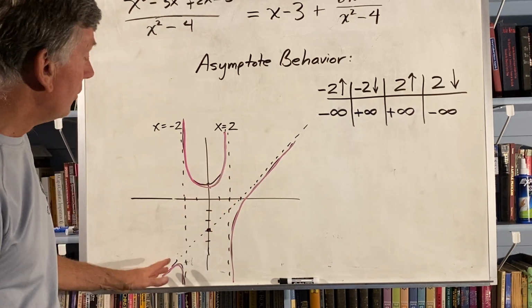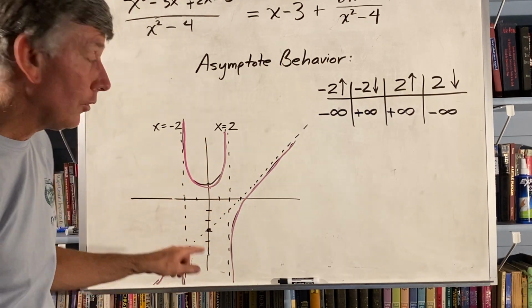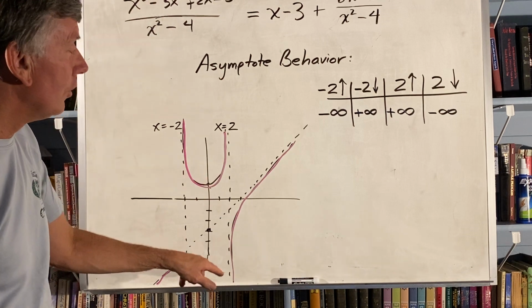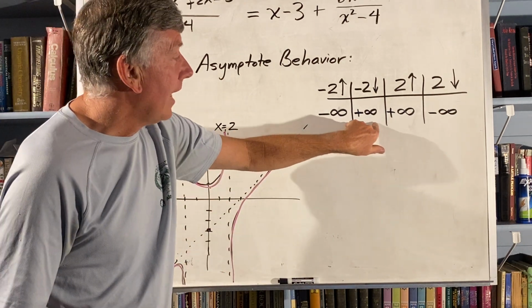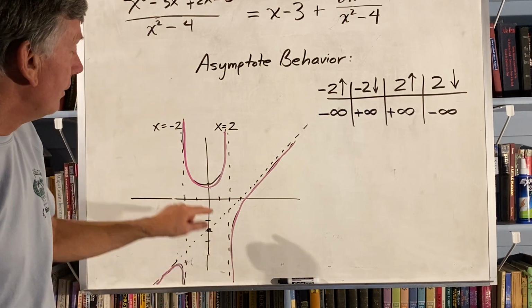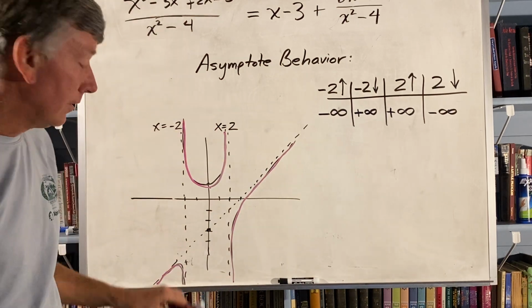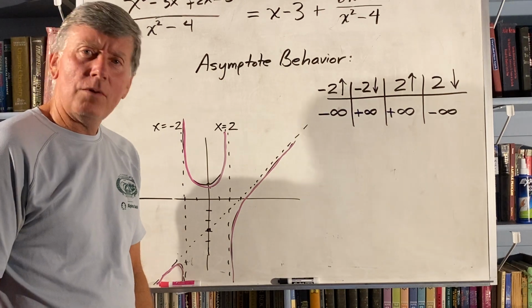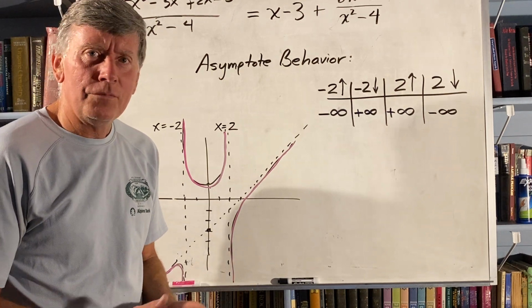The slant asymptote and the two vertical asymptotes dictate the behavior of this. My asymptote behavior in this chart tells me what's happening here, here, here, and here. Study it, practice it, do some more. I will help.